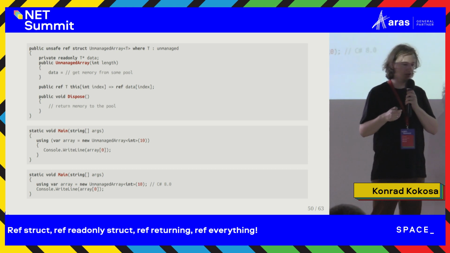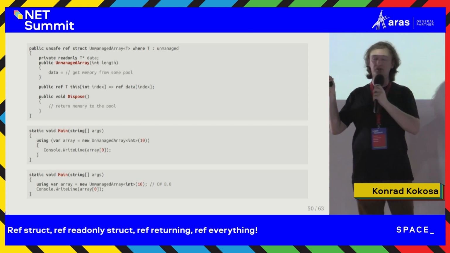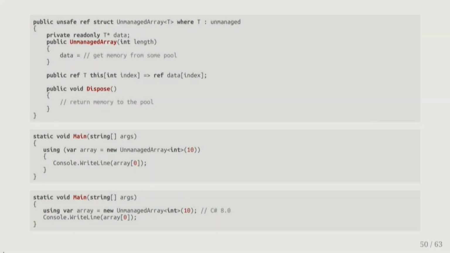An example of that is a kind of wrapper around unmanaged memory. In the constructor we get a reference to some unmanaged memory, and in Dispose we just dispose this unmanaged memory, and it will work nicely thanks to this Dispose handling.